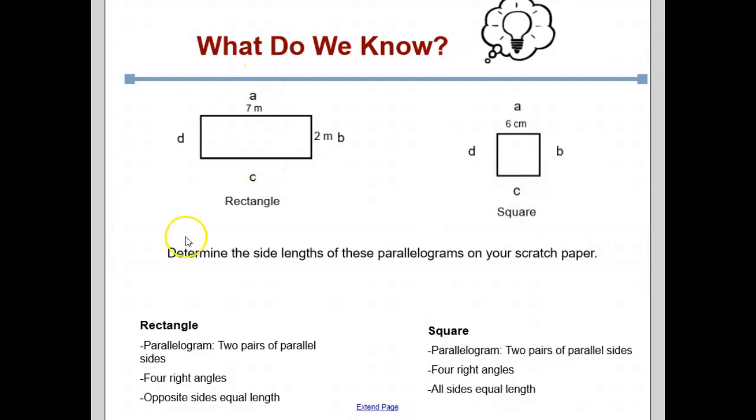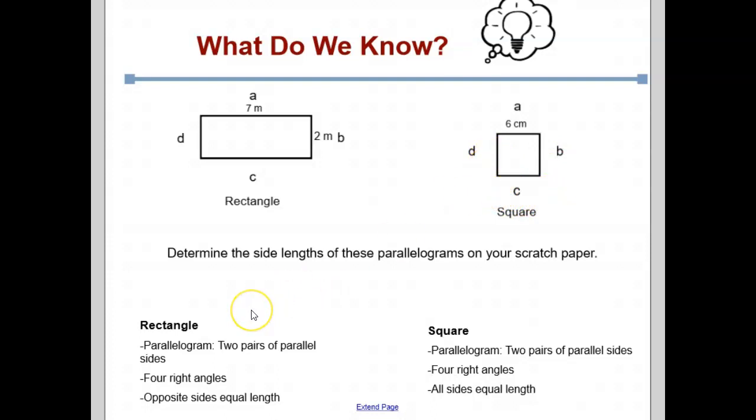Fantastic. You know that an attribute of all rectangles is that it has opposite sides that are equal length. So I hope you were able to draw that if this side was 7 meters, its opposite parallel side would also be 7 meters. If this side length were 2 meters, what would this side length be? Yes, 2 meters. And since this is a square, you know all of the side lengths are equal. What are the side lengths of each side?